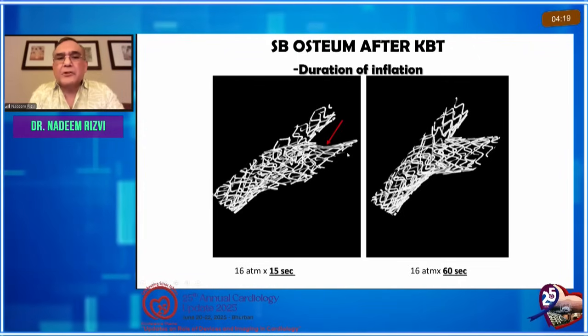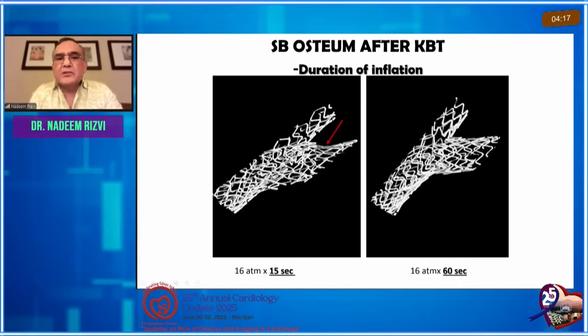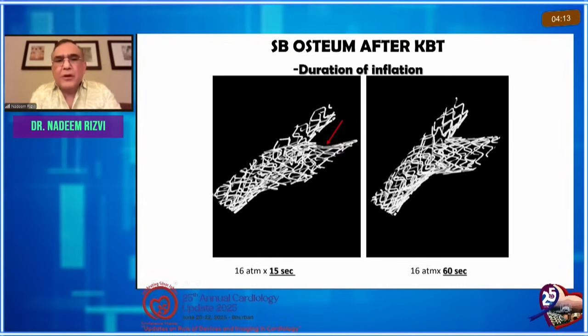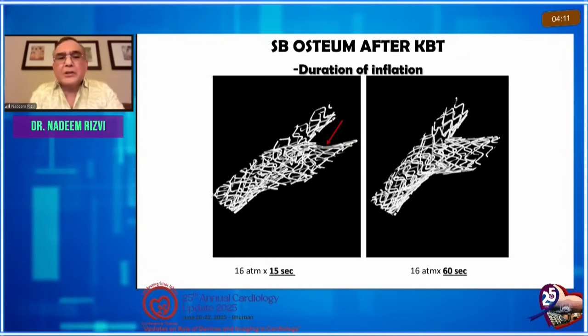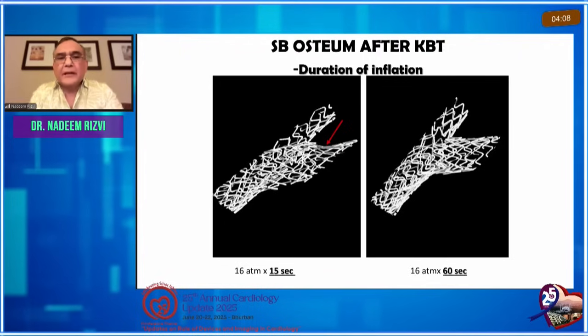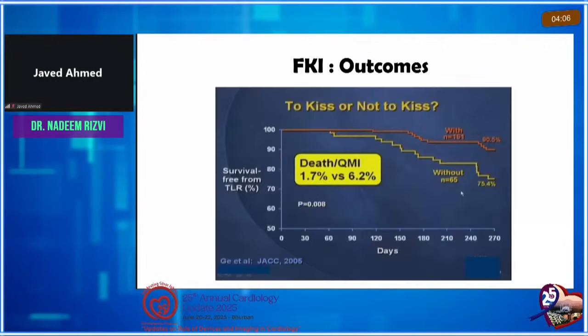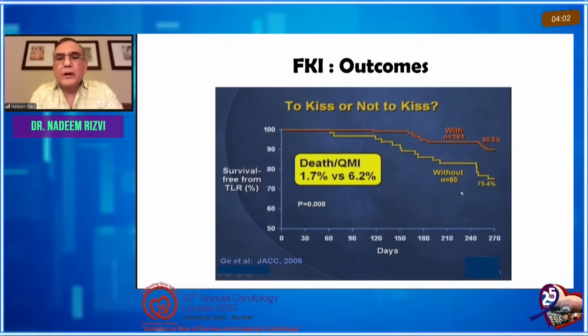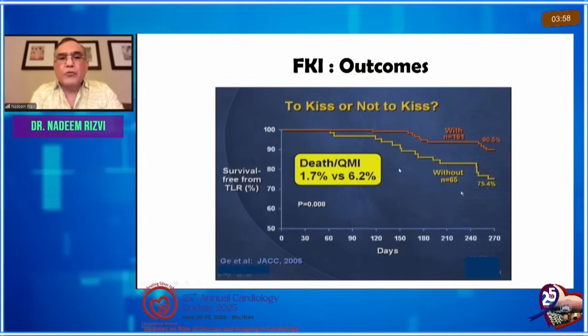better. Look at the side branch scaffolding by the red arrow. And this is exactly the same stent bench test. So in vivo, it may be different, but still this just gives us the mechanism of how duration matters. Kiss or not kiss, despite everything, final kissing balloon does make a difference in death and Q wave MI.